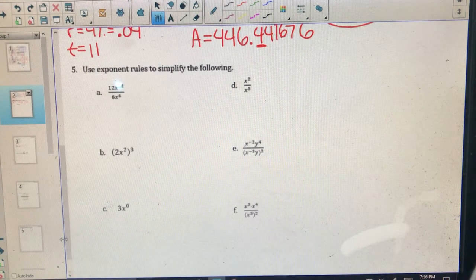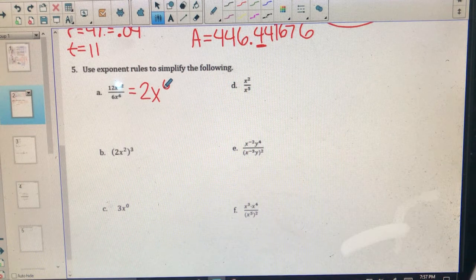Next, use exponent rules to simplify the following. So for exponent rules, the first one is division. When you divide, you do still divide those coefficients, or the numbers in front of the variables. So I start with 12 divided by 6, which is 2. Then I know that my rule for dividing variables is to subtract the exponents. So x to the 12th divided by x to the 6th is going to be x to the 6th, because 12 minus 6 gets me 6, and I'm done.